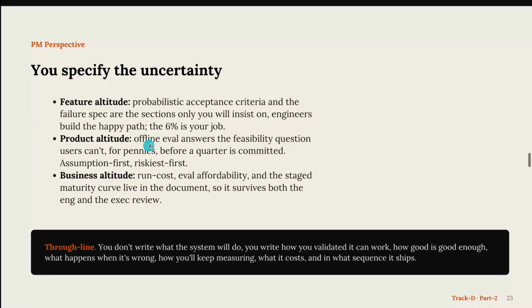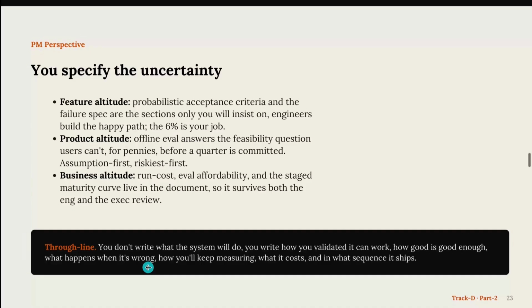Feature altitude is pretty simple. We learned this. We need to build not for the happy path, but for the 6%, and that's a PM's job. We are not writing what the system will do. We are saying how we validated it will work, how good is good enough, and what will happen when something goes wrong, how we will keep measuring what it costs, and in what sequence it will ship to the customer.